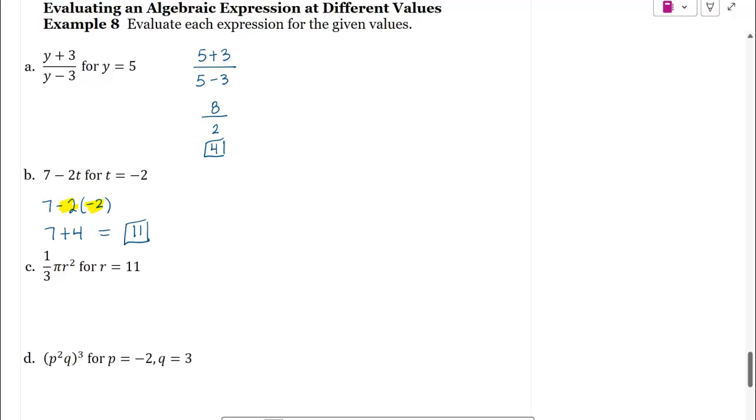For letter C, let's see, we'll have 1/3. Pi is just a number. And then we're taking 11 and plugging that in for r, so we're going to take 11 and square it. So 1/3 pi, 11 squared is going to be 121. I don't think 121 is evenly divisible by 3, so this will be 121 times pi over 3. Because pi and 121 are both just single numbers, they belong in the numerator of the expression there.